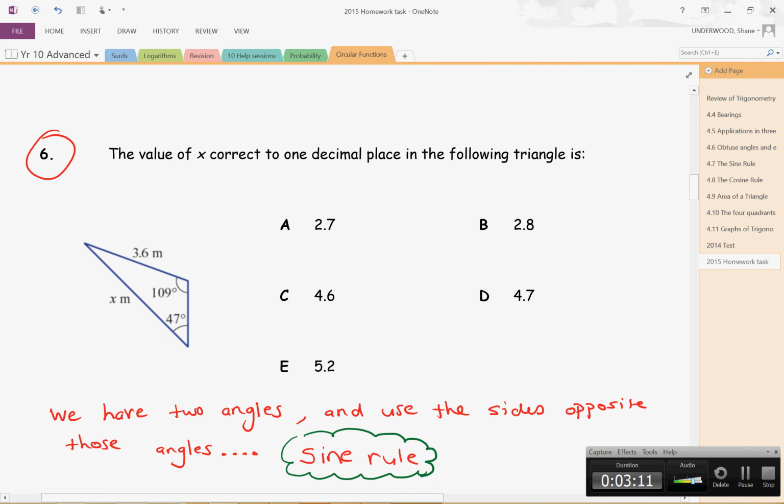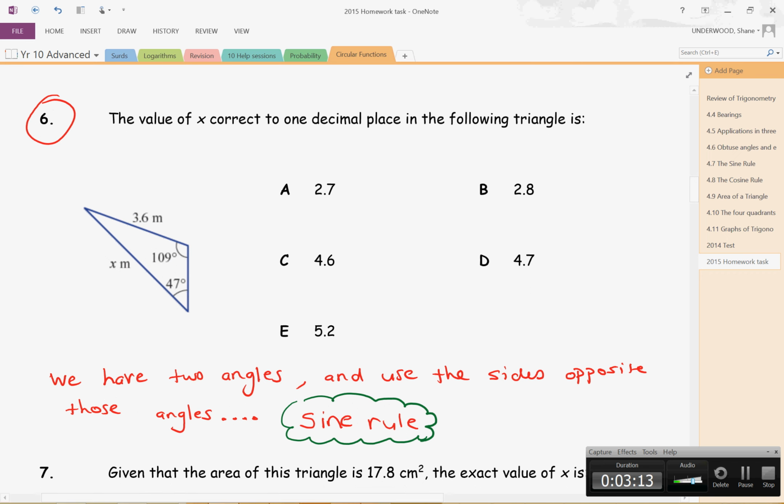Now it says here the value of x correct to one decimal place. If you're watching this for the first time, you might want to pause now. But I've made a bit of a note here. We have two angles, and we have the sides which are opposite of those angles. That's a big hint that we have to use the sine rule. Now the cosine rule can be used to find three lengths, or if we've got three lengths, if I know what A, B and C are, I can use the cosine rule to find an internal angle.